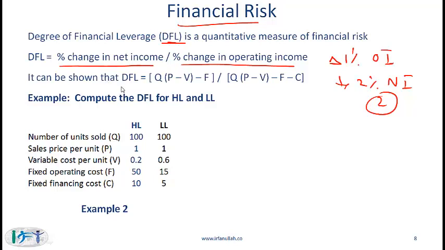The formula that you need to remember is given right here. Degree of financial leverage is quantity sold times the margin, P minus variable cost, minus the fixed operating costs, divided by quantity times margin minus the fixed operating cost minus the fixed financial cost. The C stands for financial cost.